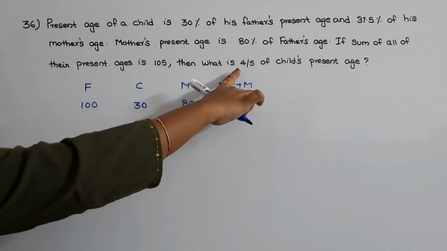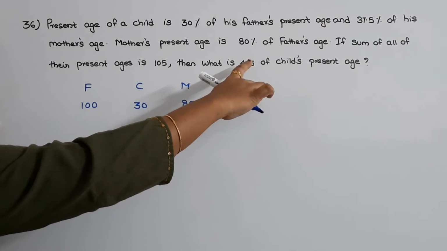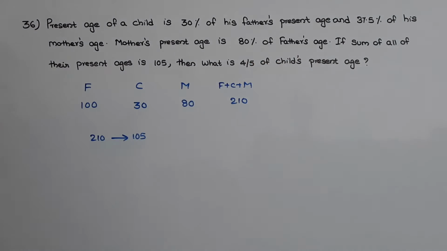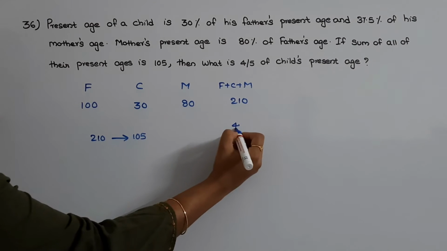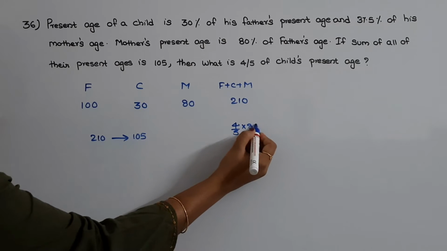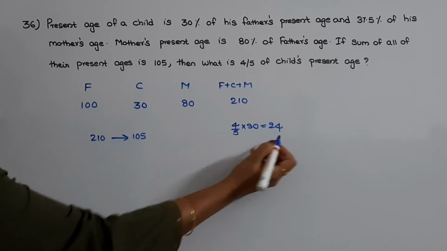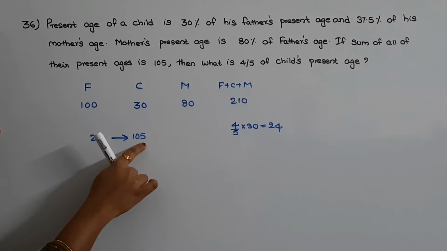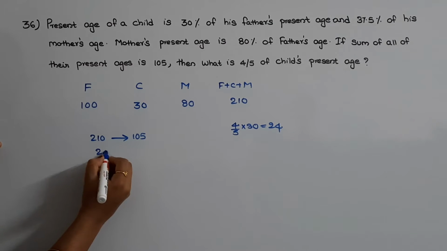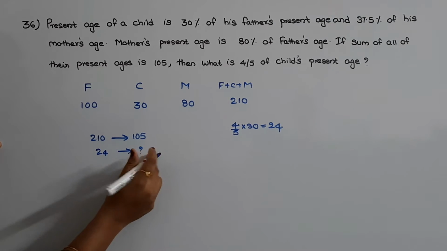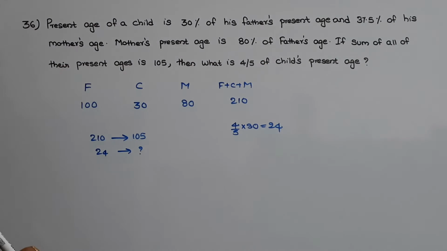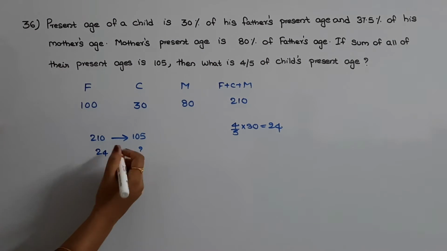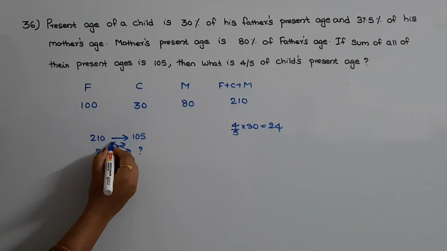We need to find out the value of 4 by 5th of child's present age. Child's present age we have taken as 30. So 4 by 5 of 30 is equal to 24. If we can write 210 as 105, how can we write 24? On finding this value, we will get 4 by 5 of child's present age. This we can find out by cross multiplying.